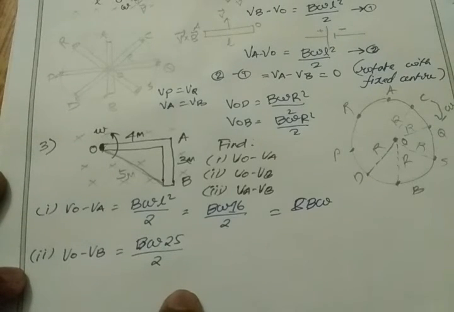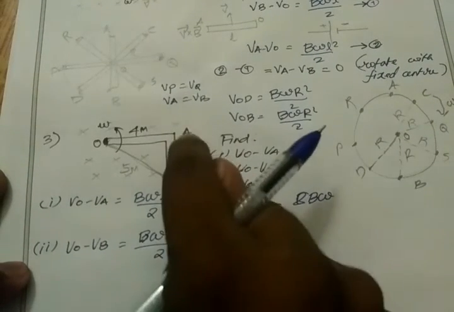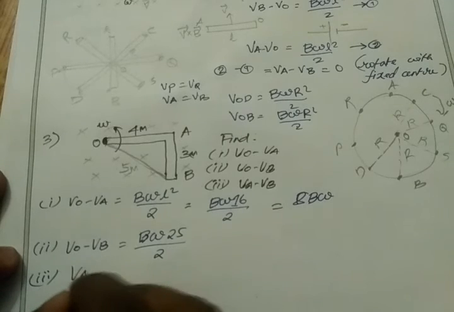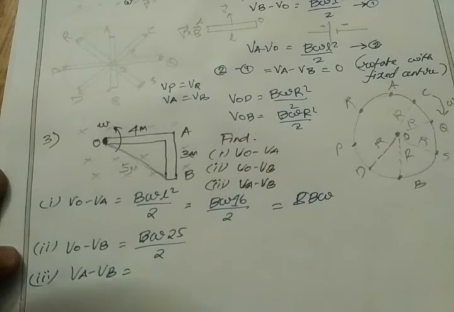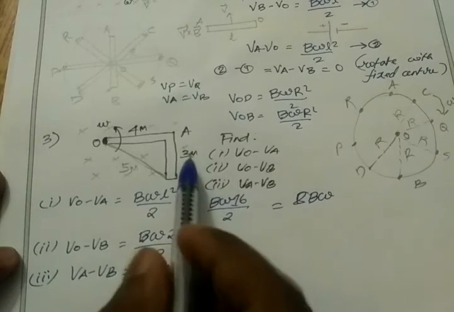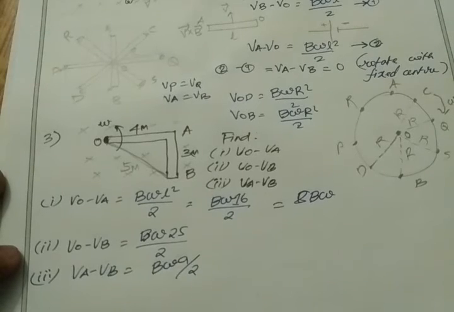Correct? Then VA minus VB. So how to find VA minus VB? Here we have VA minus VB. Pause the video, find the answer. B omega L, with L as 3 meter, so 9 by 2. Right?